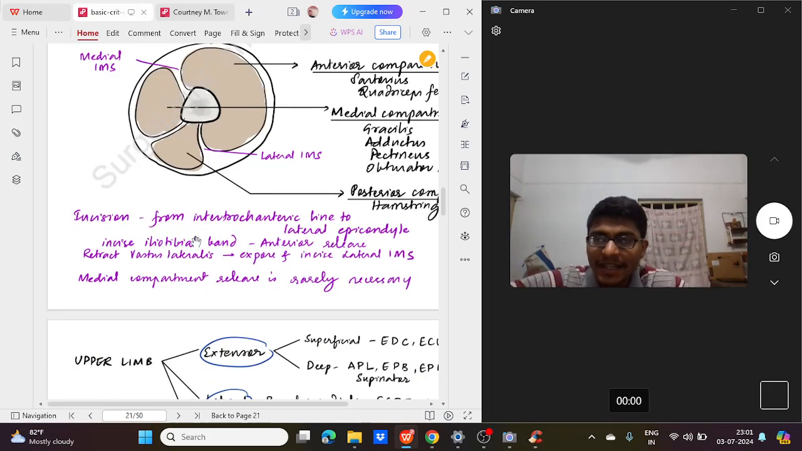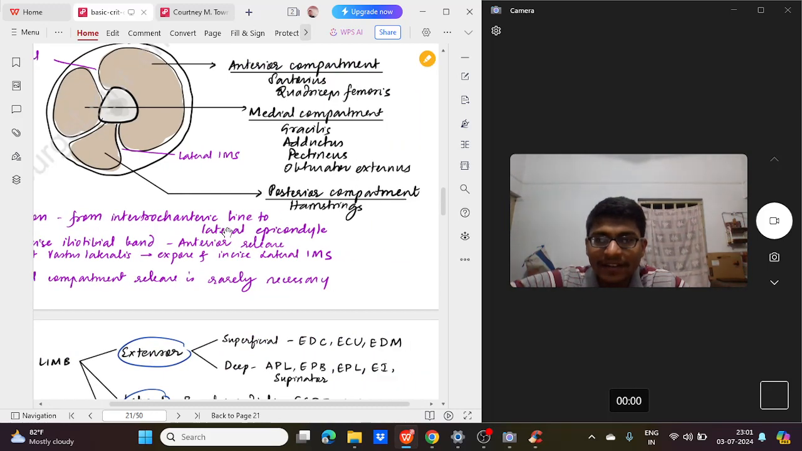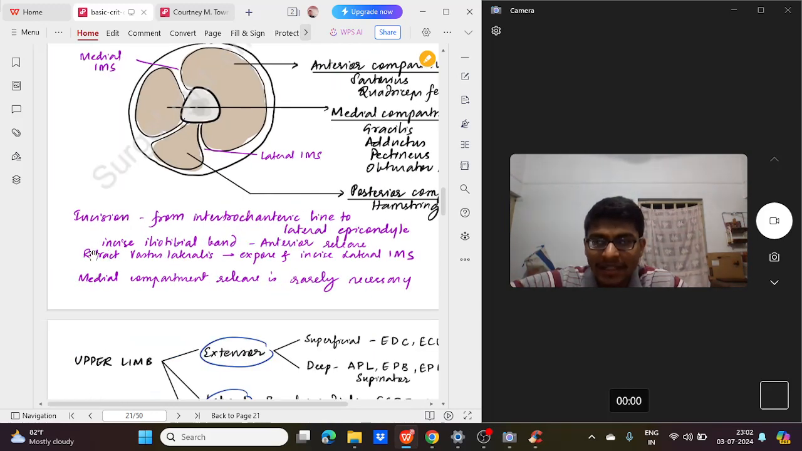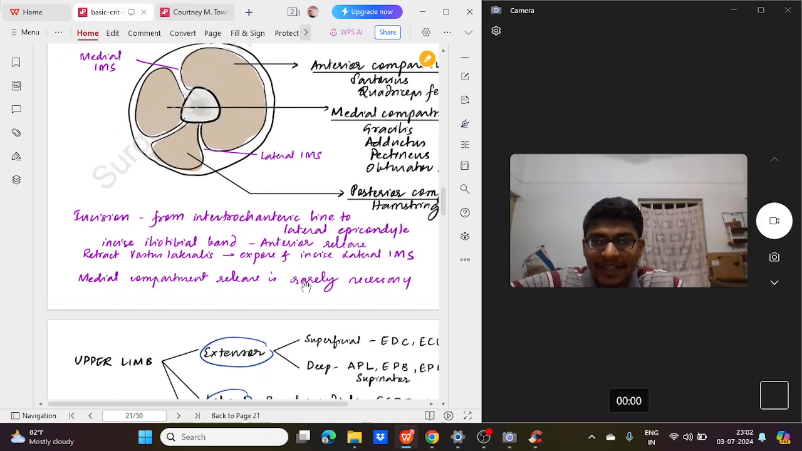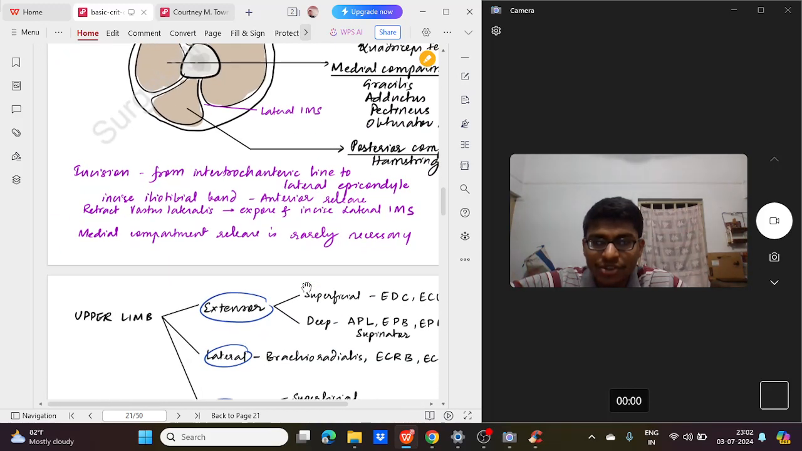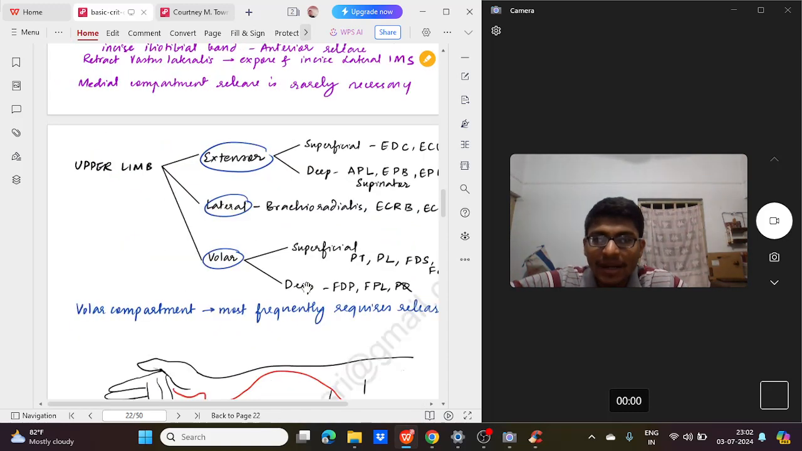Here we will make incisions from the intertrochanteric line to the lateral epicondyle above the knee joint, and we'll be incising the iliotibial band on the lateral side, and the anterior release. Then retract vastus lateralis, explore and incise the lateral intermuscular septum, and if needed, we'll go ahead with medial compartment release, which is not very commonly used.